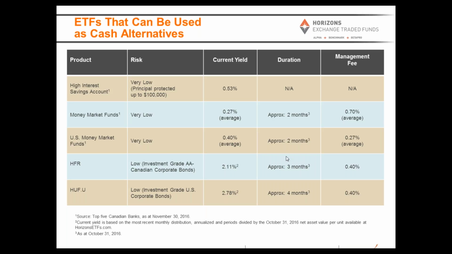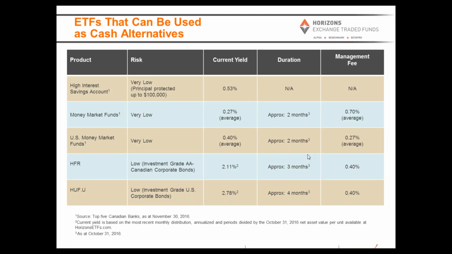The first, of course, is the high-interest savings account. The risk is very low because the principal is protected up to $100,000. Current yield, and this is in Canada, sourced through the top 5 Canadian banks as at the end of November of this year, is about 0.53%. It has no duration and no management fee, so your net return is 0.53%. We're going to talk about duration a little bit, but essentially this high-interest savings account has no sensitivity to an increase in interest rates.